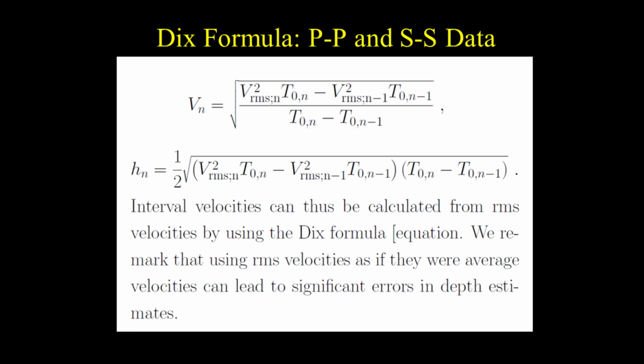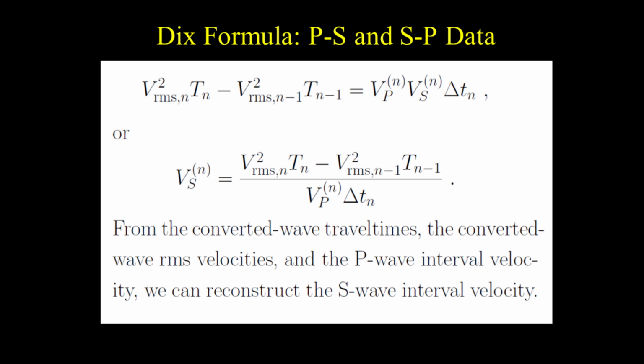Here is the formula which allows us to derive the actual velocities of the medium, also known as interval velocities, from the RMS velocities. This equation is known as Dix formula. We remark that using RMS velocities as if they were average velocities can lead to significant errors in depth estimates. For completeness, here is Dix formula for converted waves.